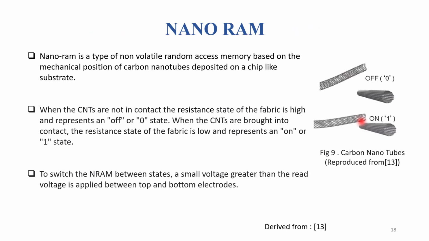Moving on to NanoRAM. NanoRAM is a type of non-volatile random access memory based on the mechanical position of carbon nanotubes deposited on a chip-like substrate. If the carbon nanotubes are in contact, it represents a logic 1, and if the carbon nanotubes are apart, it represents a logic 0 state, which means it has a high resistance state. So the conduction of electricity is not possible. To switch the NRAM between the states, a small voltage greater than the read voltage is applied between the top and bottom electrodes.